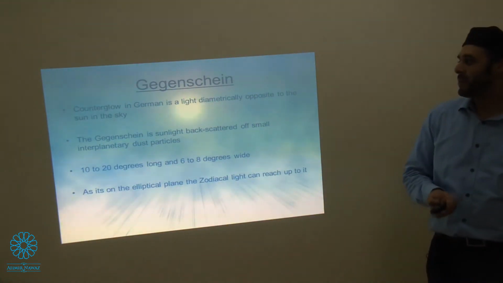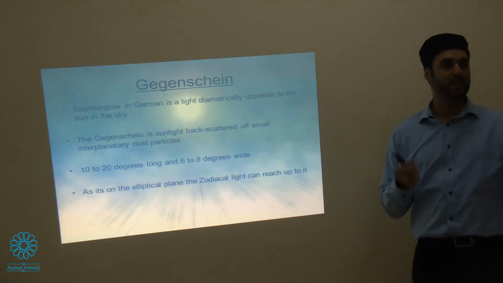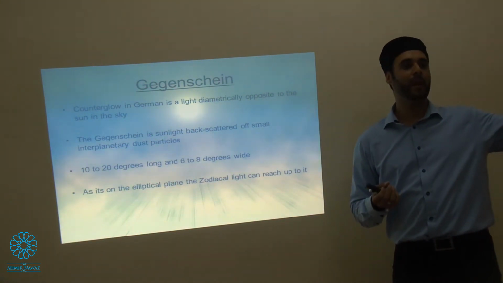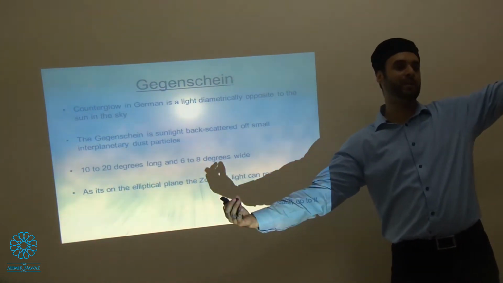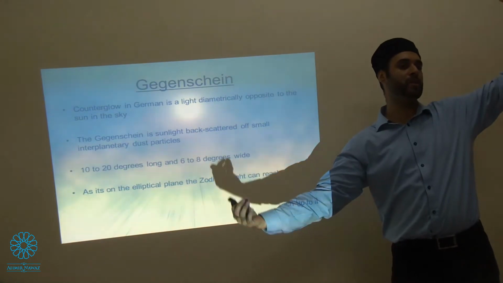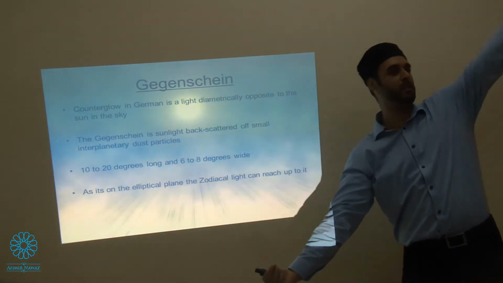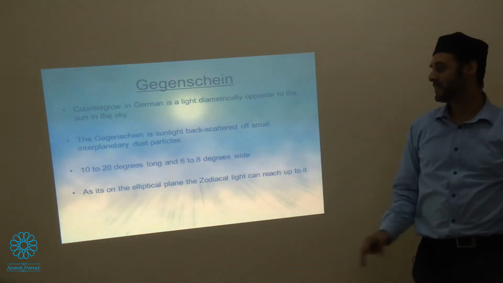So counterglow, Gegenschein. This is another phenomenon like the zodiacal light. The source of this is the same. It's the same planetary dust that's reflecting. Gegenschein actually means counter. It's German, counter to where the sun is. So if the sun is here below the horizon, it's going to be up there. It's 10, 20 degrees long and 6 to 8 degrees wide.